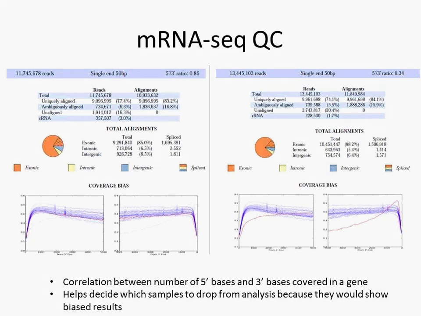However, Phil has developed an analytical tool that tries to correlate the number of 5' bases in the transcriptome profile with the number of 3' bases covered within a single gene. It's displayed here in the red line, as the blue lines represent all the other samples in the data set. If you see on the right side, that sample has a strong deviation from the rest of the analyzed data in terms of how much of the 5' ends are connected to this 3' end.